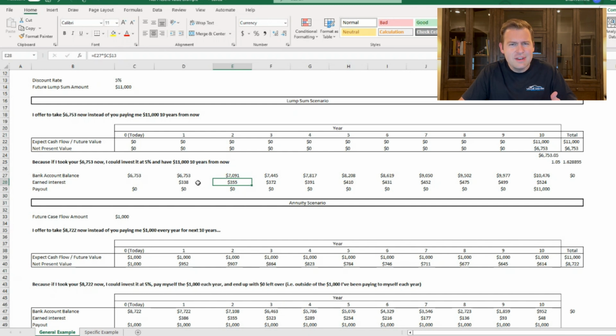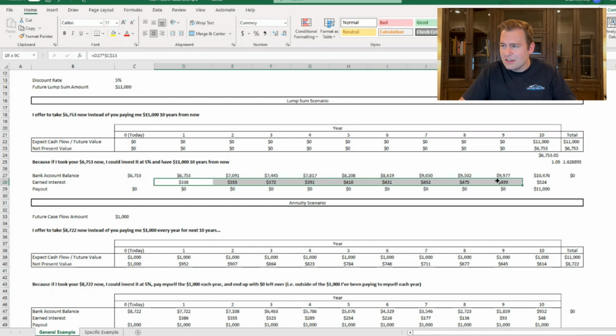This is compounding interest happening here right before our eyes, and we'll see that that amount continues to increase all the way through year 10 until at the end of year 10, when you add in the $524 you get in interest on the balance that we started with in year 10, $10,476, you end up with exactly $11,000, the very amount that we were talking about getting 10 years from now.